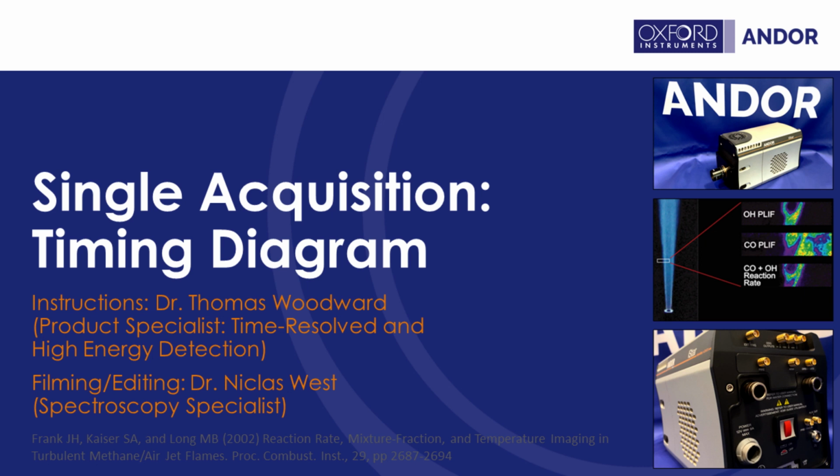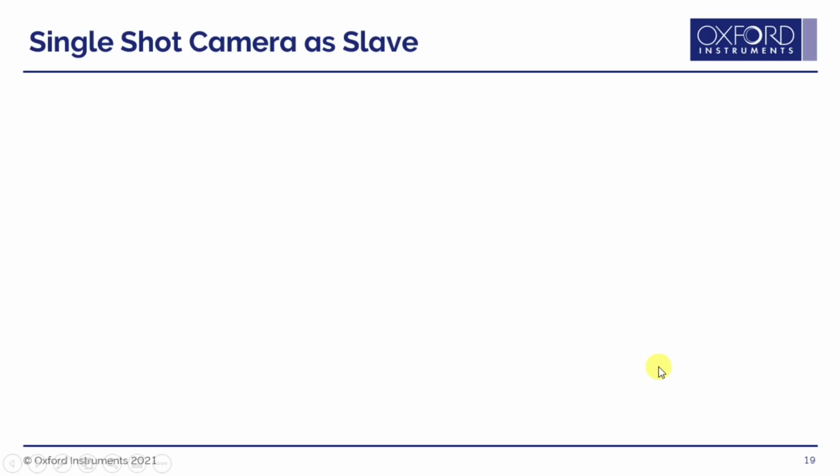So I think we'll start by talking about what the timing diagram looks like when you take a single shot like this, when you have your camera set up as a slate. And we'll go for a really simple example.